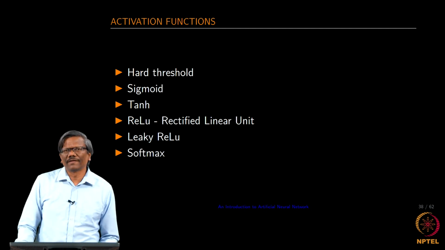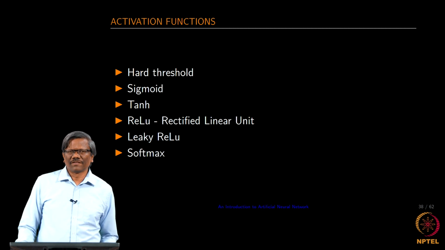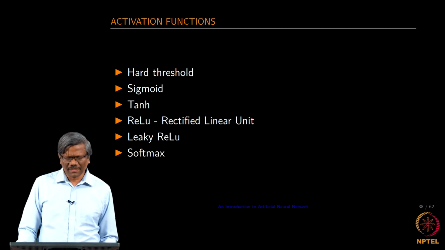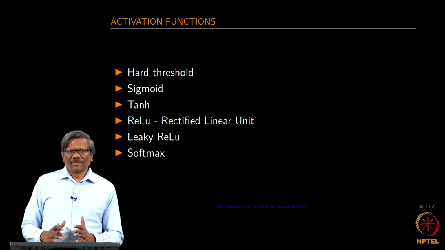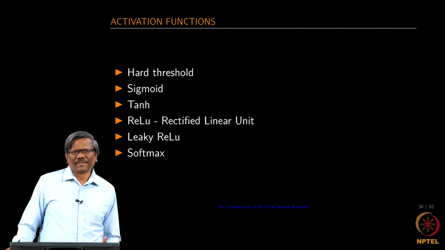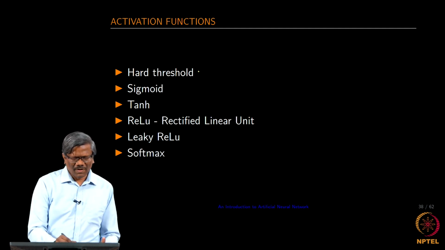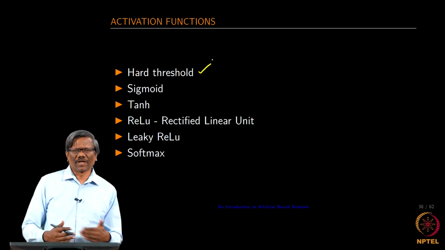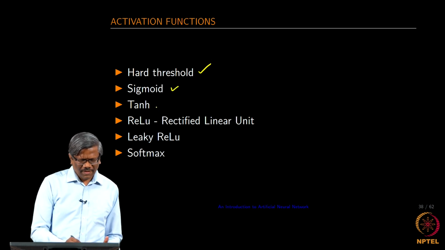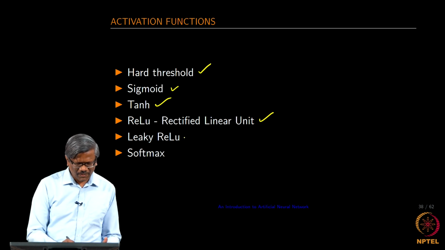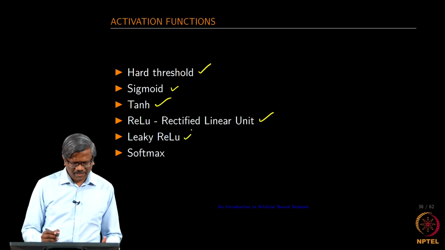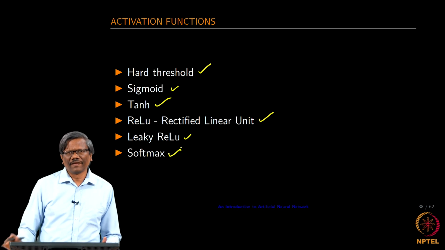The next important aspect in the neural net part is the activation function. You remember we spoke about the activation function even in the perceptron. There we only spoke about one simple activation function, right? It is a hard threshold. Now we are going to be talking about sigmoid, hyperbolic tangent, rectified linear unit and also a leaky rectified linear unit, and finally softmax.